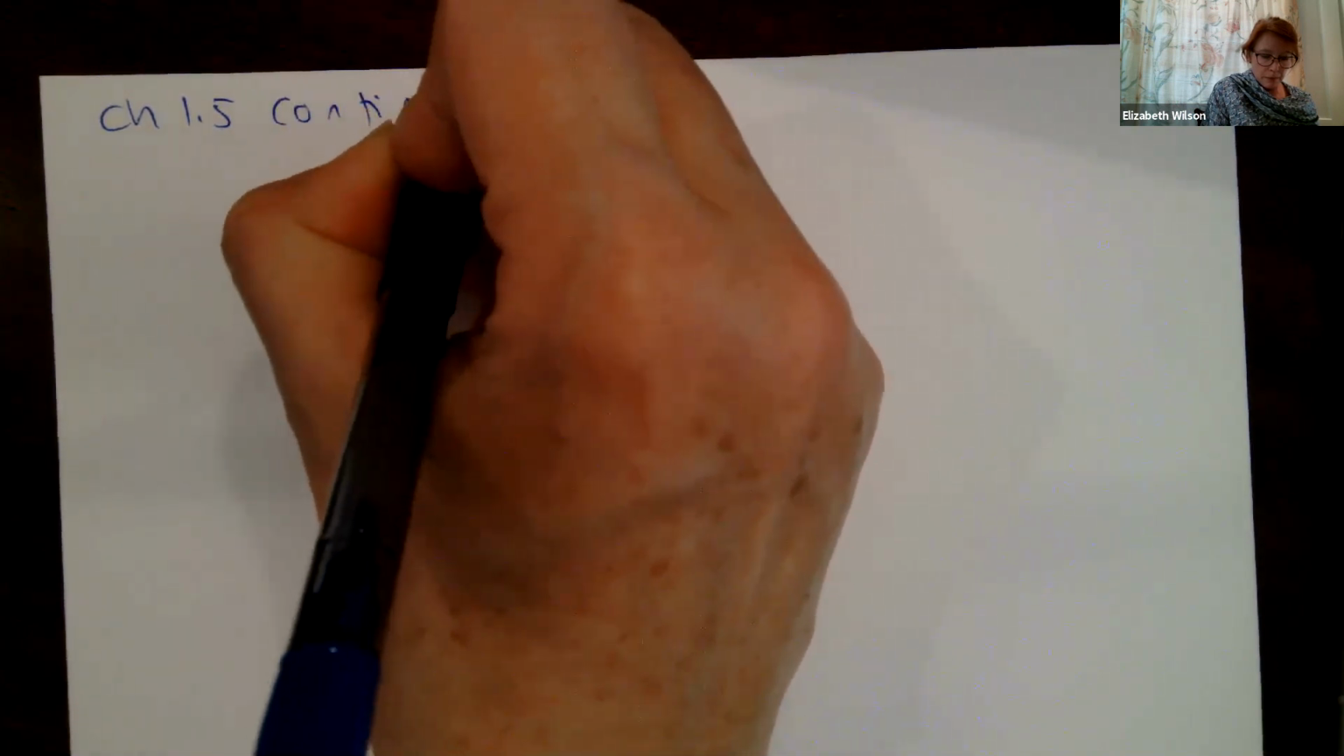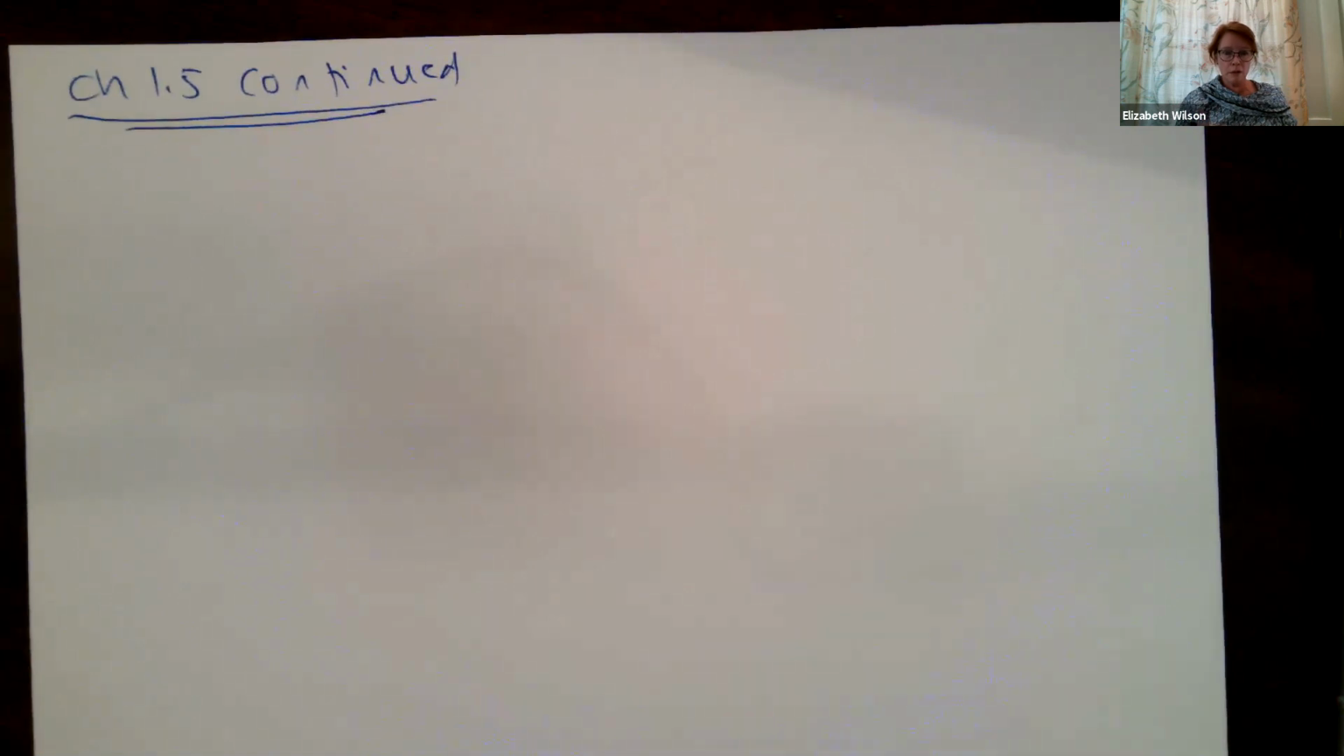Chapter 1.5 continued. Okay, so chapter 1.5 has some good stuff in it. What we want to talk about first is some vocabulary, because we're going to use this vocabulary when we talk about our first derivative test.